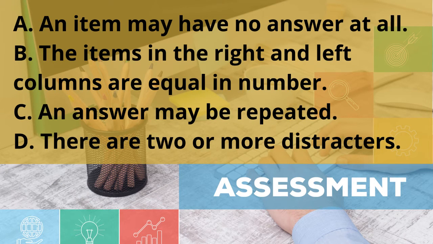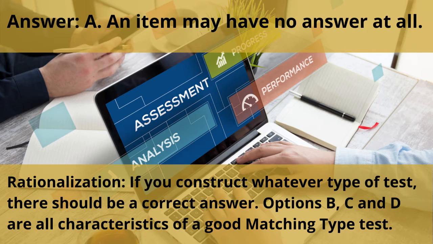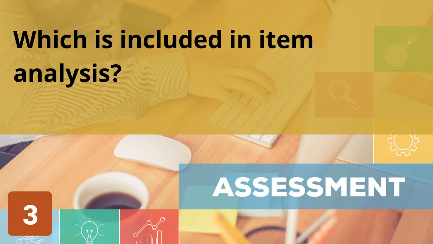The correct answer is option A. An item may have no answer at all. If you construct whatever type of test, there should be a correct answer. Options B, C, and D are all characteristics of a good matching type test. Well done!